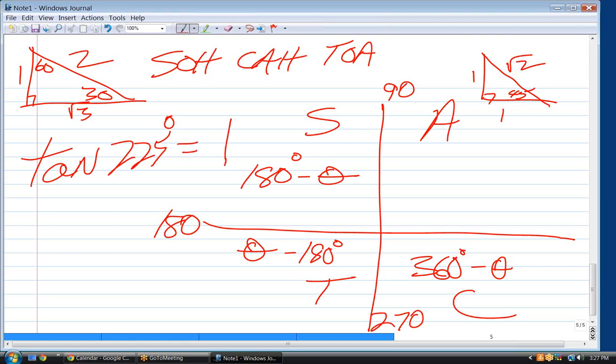So it's equal to 1 with what sign in front? Plus or minus? That would be minus. Oh, no, plus, because it's tangent. Okay.